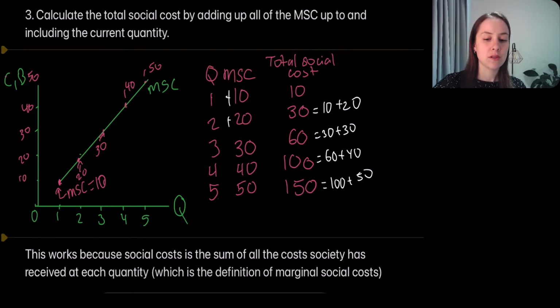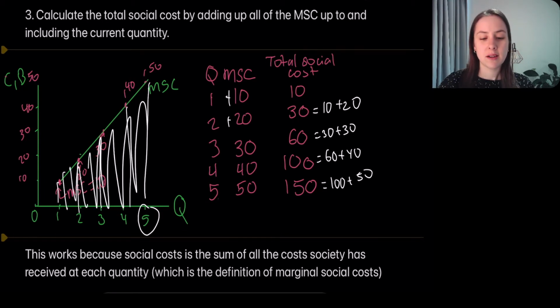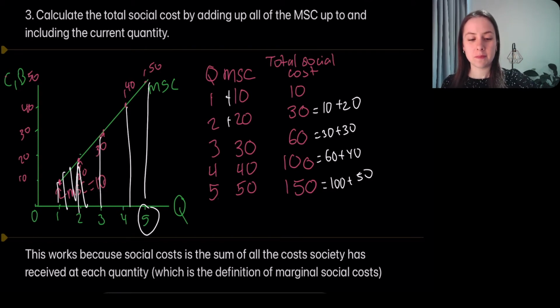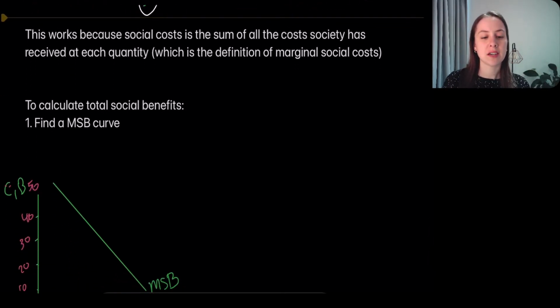So in other words, your total social cost, that Q5, is the sum of all the additions to costs that previously have occurred. And that's why you might find, if a question ever asks you what's the total cost society has faced to make 5 units, you could always shade in this area here if you wanted. I'm going to just undo that because it looks messy. This works because social cost is the sum of all the cost society has received at each quantity.